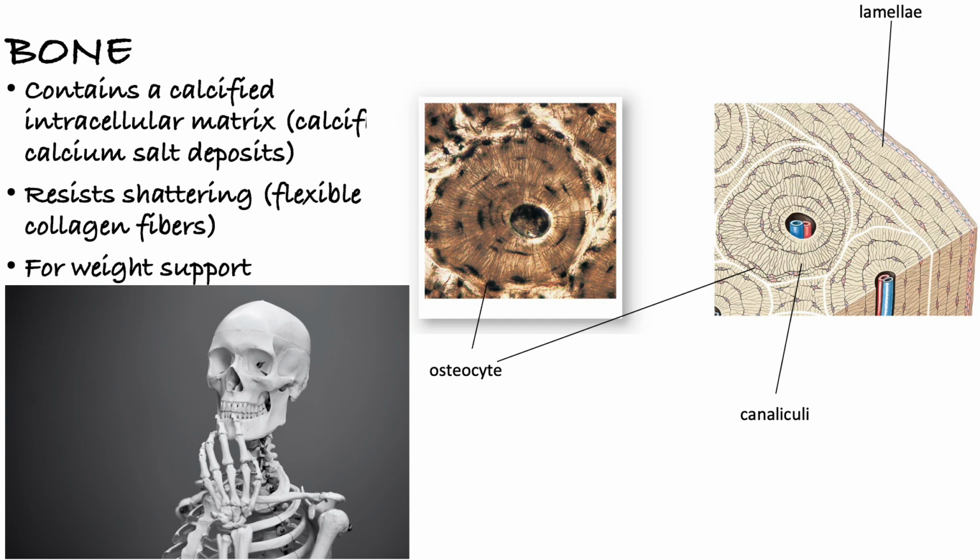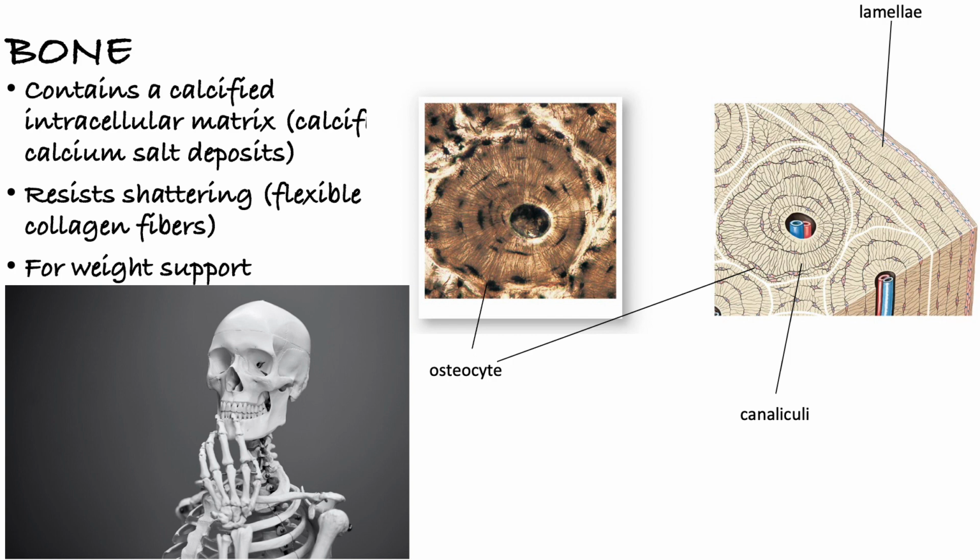So it contains the calcified extracellular matrix, calcification. That's what we call it. A lot of calcium salt deposit. When we get to bone histology, we're going to find out that it's not just calcium, phosphorus is also there, but for now we'll just call it calcium salts. And bone resists shattering, so flexible collagen fibers. Someone might say, my bone is not flexible. Yes, because it's also going to have collagen fibers. It's a connective tissue, so everything that I've talked about will be there as well.